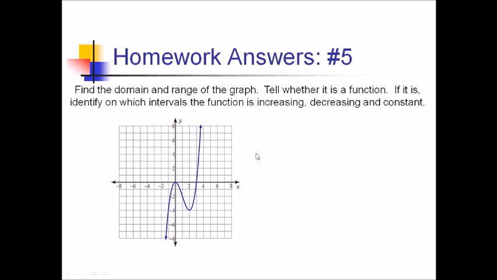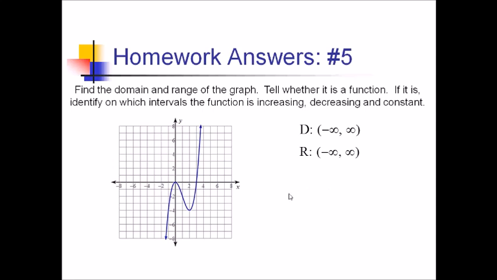For the domain on number 5, we're going left forever, even though it's a very steep slope, and we're going right forever. So -infinity to +infinity is our domain. For the range, we're going down forever and up forever, and everywhere in between is filled in, so we have the same thing for the range, all real numbers for both of these.